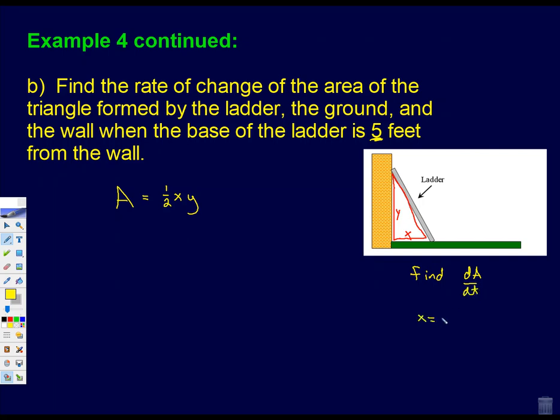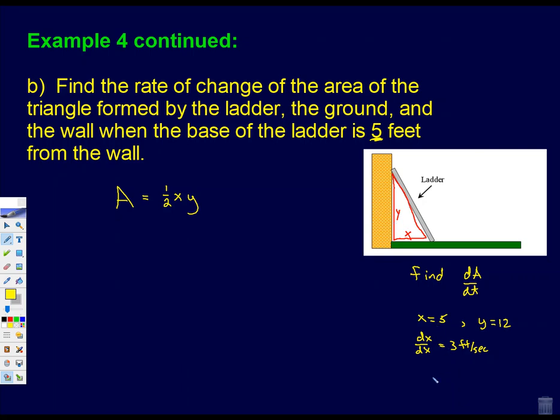Given, again, that x is 5 feet from the wall. We're given that the rate of change of x is 3 feet per second, just like before. Just want to double check that. Yes, 3 feet per second. And I already know also that at this instant, when x was 5, we learned from the previous problem that y was going to be 12 feet. That number wasn't given, but it was found in the previous work that when x was 5 and the ladder is 13 feet, y is 12.